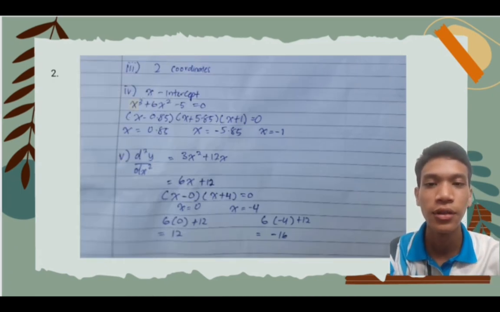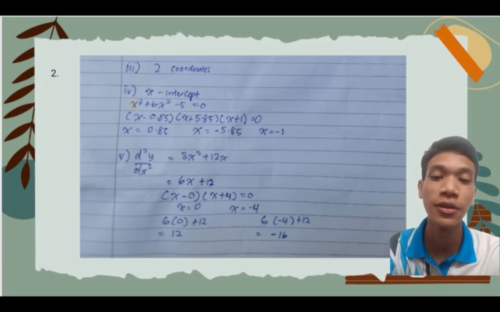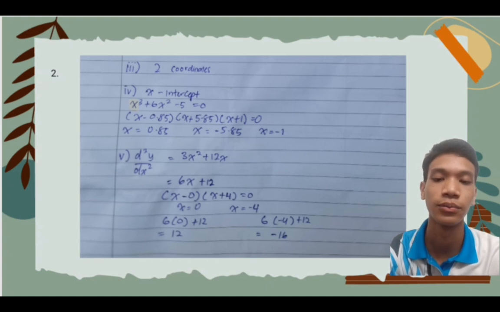Y equals x cubed plus 6x squared minus 5. Question 1. dy over dx equals 3x squared plus 12x. Question 2. dy over dx equals 0. 3x squared plus 12x equals 0. In bracket x minus 0 and in bracket x plus 4 equals 0, and we will get x equals 0 and x equals negative 4.